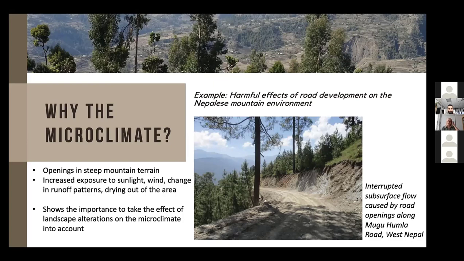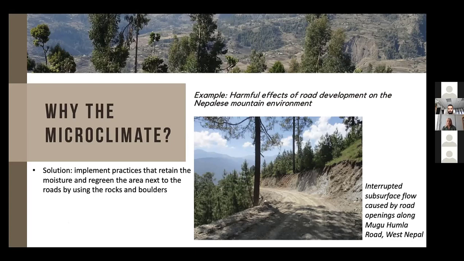So it's really important, before such changes are made, to take the microclimate into account and make sure that the microclimate stays either the same or positive. So for example, in this case, a solution could be to implement practices that retain the moisture and regreen the area next to the roads by, for example, using the rocks and boulders that are becoming available during the road construction.